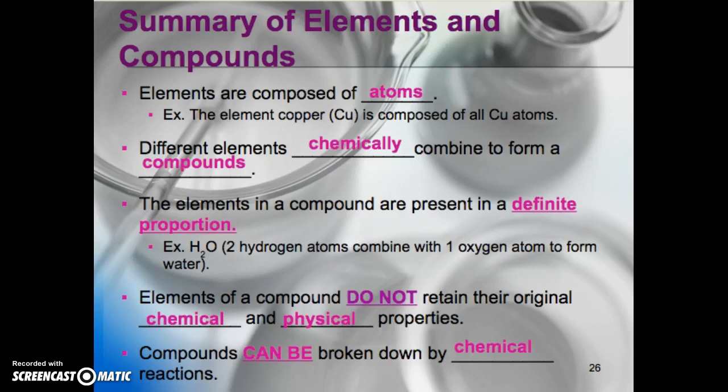So in summary, today we talked about elements and compounds. Elements are made up of atoms. Different elements can combine chemically to form a compound. When they combine, they form a definite ratio. Elements, when they form a compound, do not keep their original properties. So when they have a chemical reaction, their properties change. And compounds can be broken down chemically.